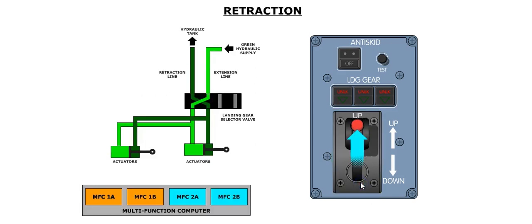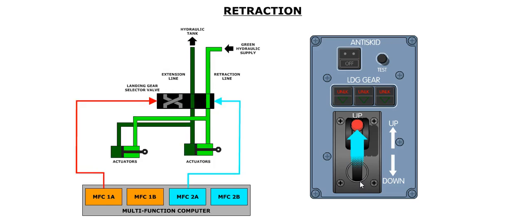Placing the landing gear control lever to the up position sends a signal to the MFC to retract the landing gear. In this case, the MFC electrically controls a landing gear selector valve located in the left main gear fairing. The valve supplies green hydraulic pressure to unlock each gear. After unlocking, hydraulic pressure is then supplied to the retraction side of the landing gear actuators. The extension side of the actuators is then used to return hydraulic fluid to the reservoir.